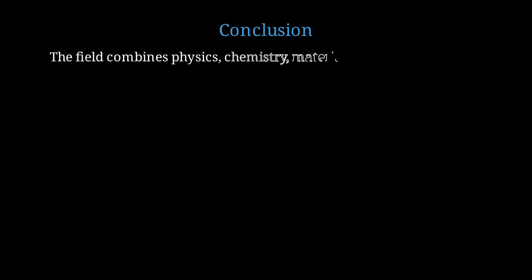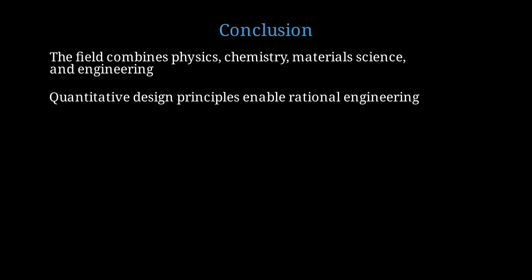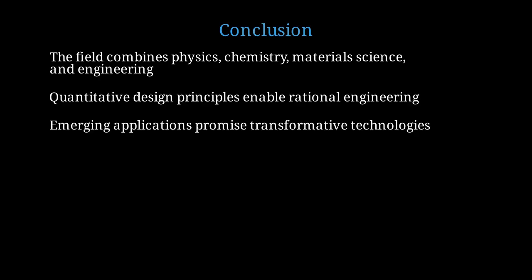In conclusion, magnetic nano and microparticles, with engineered shapes, magnetization directions, and polymer shells, represent a powerful platform for creating reconfigurable materials and actuator systems. This field beautifully combines fundamental physics of magnetic interactions with chemistry of polymer synthesis, materials science of nanostructures, and engineering of functional devices. The quantitative relationships we've discussed provide rational design principles rather than trial and error approaches. Emerging applications in medicine, robotics, and smart materials promise transformative technologies in the coming decades.